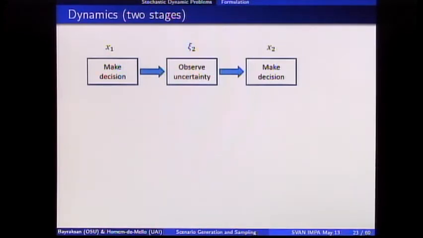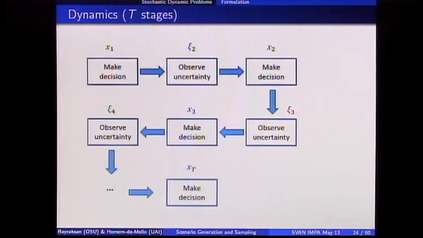Because there's only one source of this uncertainty here. And then if you generate the scenarios, that's it, right? But in the T-stage case, this is an iterative thing, right? You make a decision, you observe the uncertainty, you make another decision, you observe more uncertainty, and so on, until the final point in time here. So this makes generating scenarios a much more complicated problem.